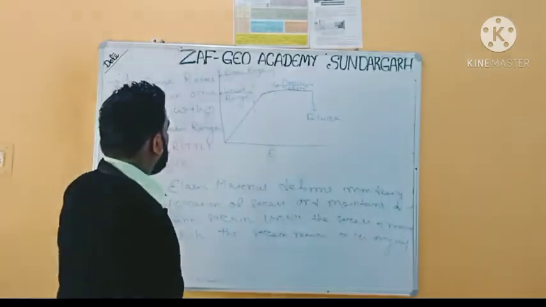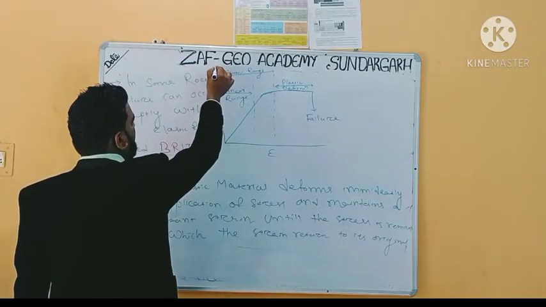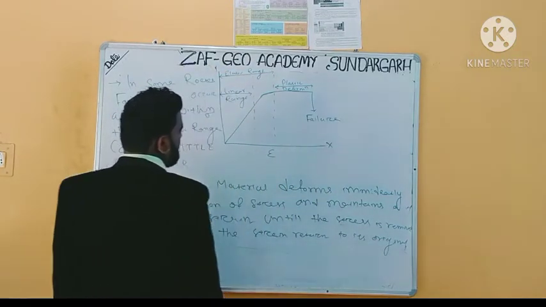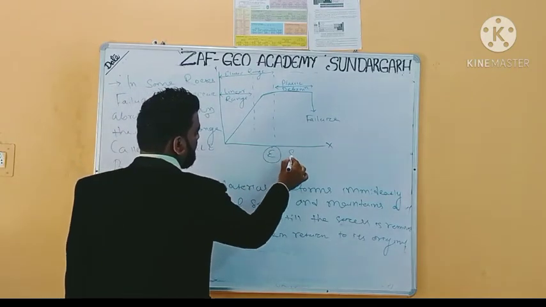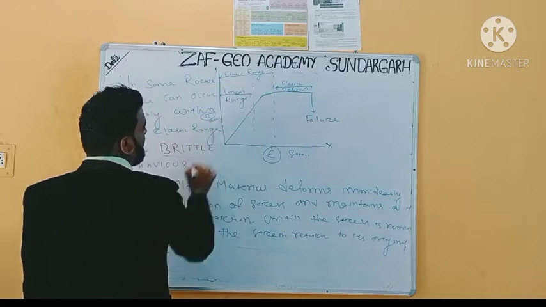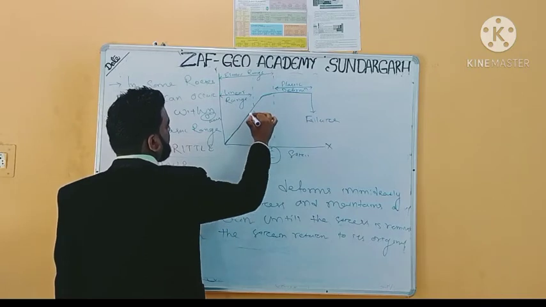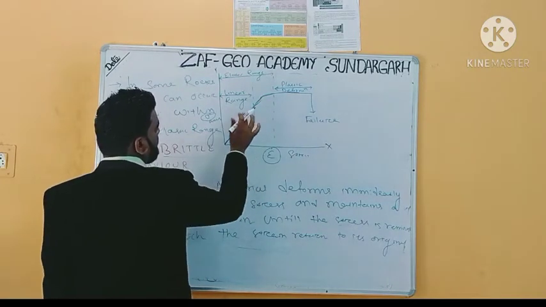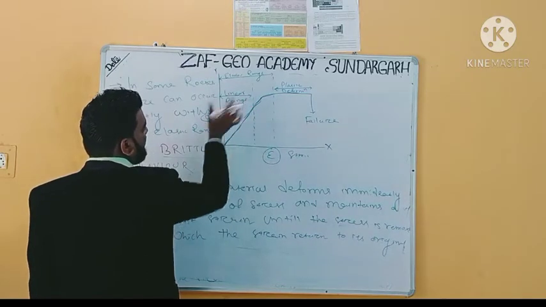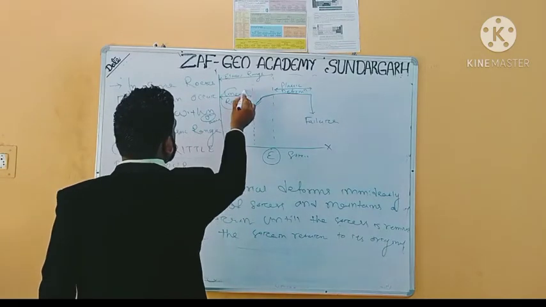Now, look at this illustration. Along the y-axis, this is stress. Along the x-axis, this is strain. Epsilon refers to strain, and sigma refers to stress. Okay. Now, look here. This is the linear range of elastic material, from here to here.